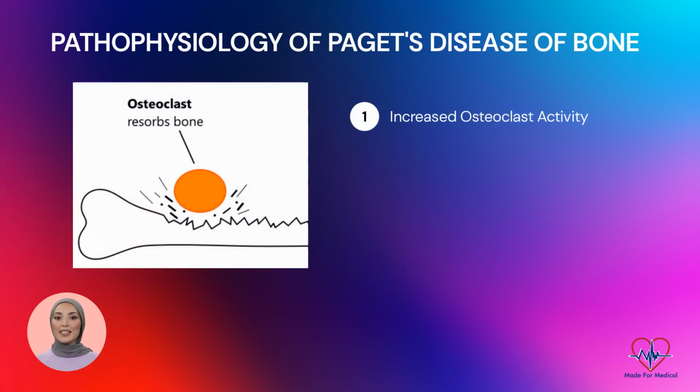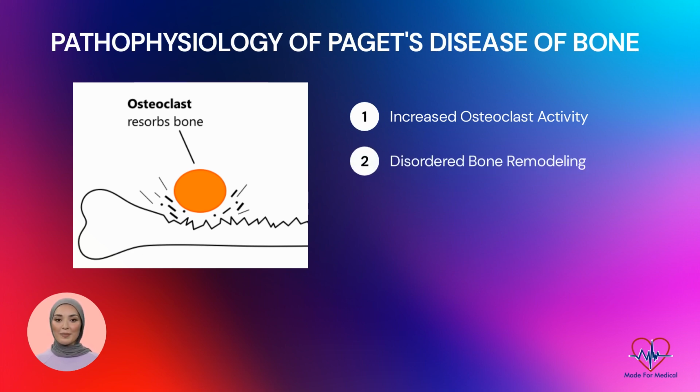Increased osteoclast activity. In Paget's disease, there is an increased number and activity of osteoclasts, the cells responsible for bone resorption. It is believed to be triggered by genetic factors and environmental triggers, although the exact mechanisms are not fully understood. Increased osteoclast activity leads to excessive bone resorption and breakdown.